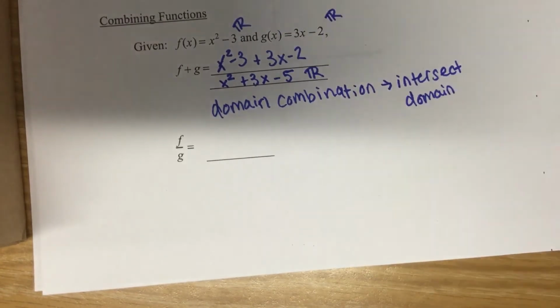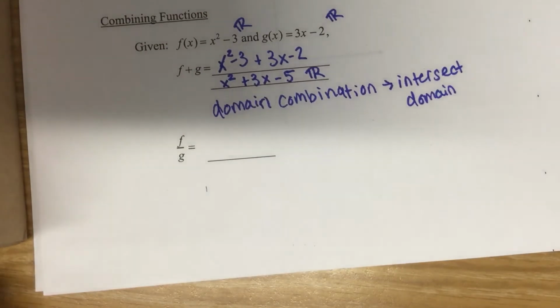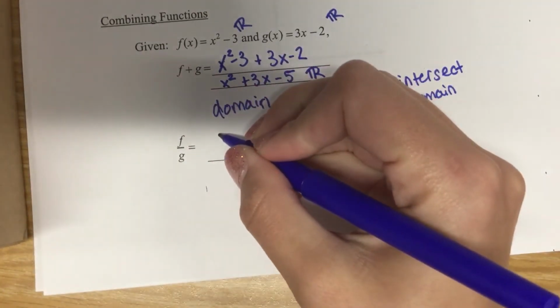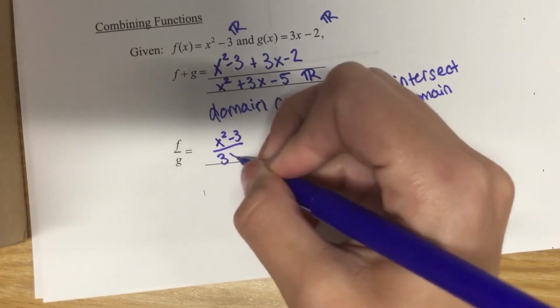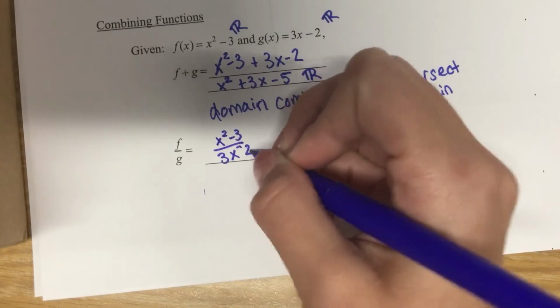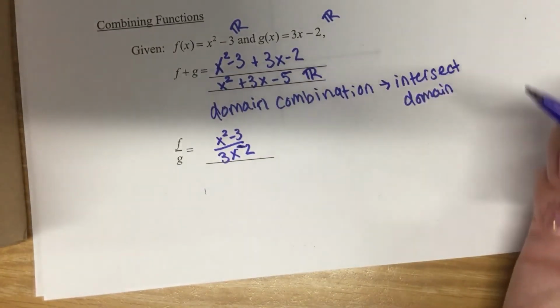Next, we're going to look at division. So f, our function was x squared minus 3, and then our function for g was 3x minus 2. So f over g was x squared minus 3 over 3x minus 2. That was a really bad minus sign. Sorry, guys. Okay, so now it's just saying, can you look at your domain?